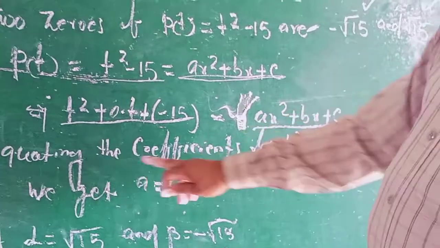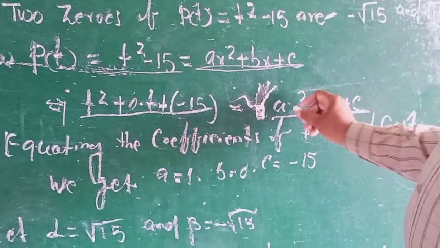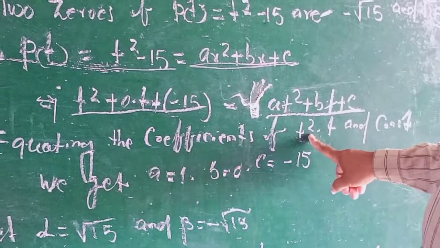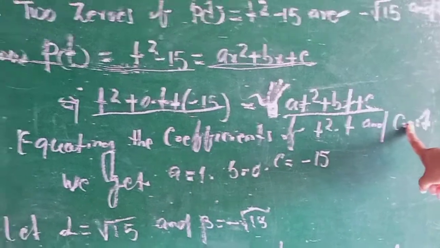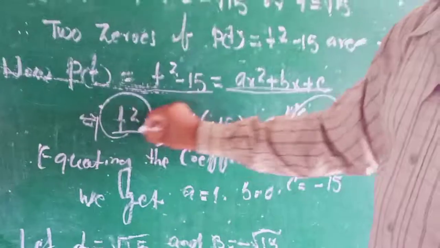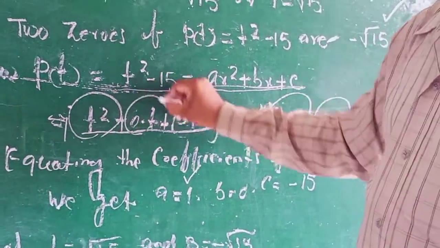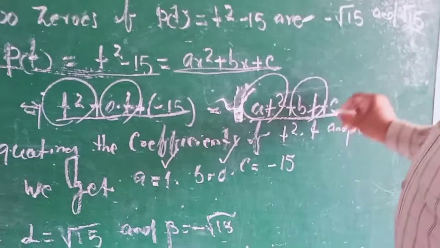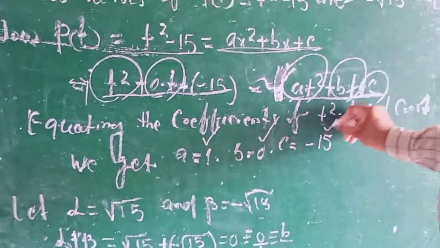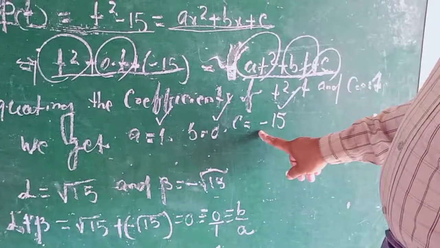So now this is equal to this. Now equating the coefficients of t square, t and the constant, what do we get? Now a t square is equal to t square, therefore a is equal to 1. bt is equal to 0 into t, so b is equal to 0, and c is equal to minus 15. So we get a is 1, b is 0, c is equal to minus 15.